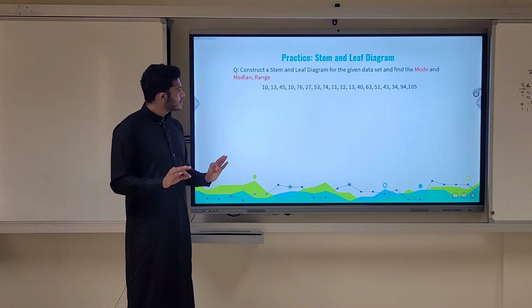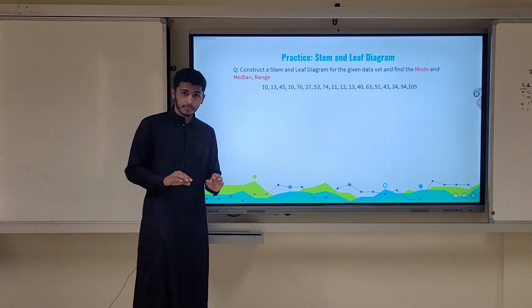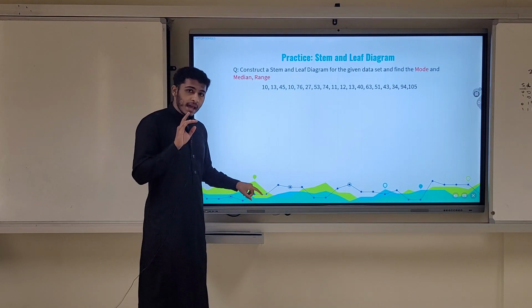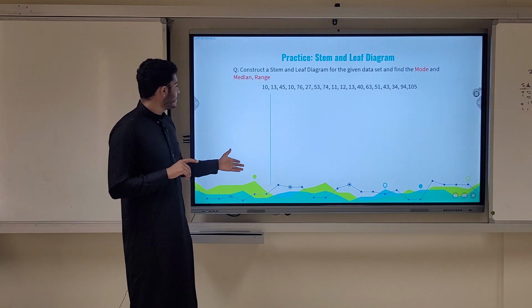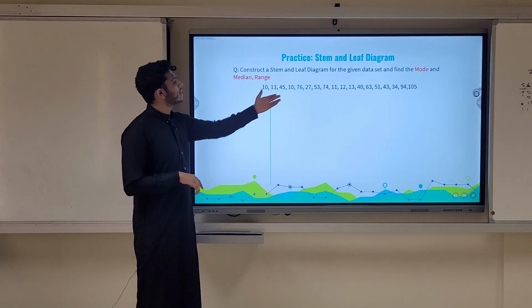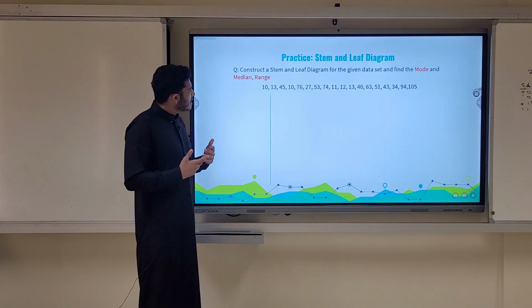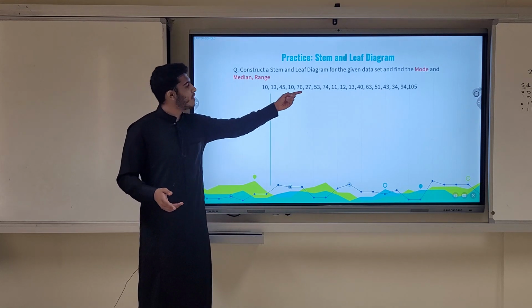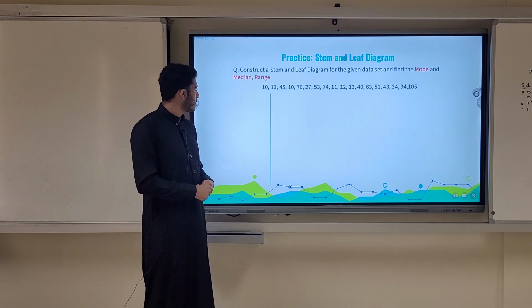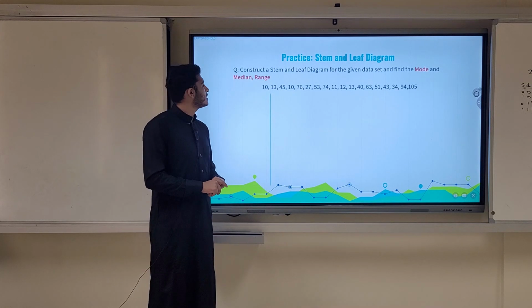So the first step in constructing a stem and leaf diagram, and focus with me, is that you should make a straight line. Now we finished making a straight line. Now we can look at our data. Okay. Well, we can see where the lowest and highest values are in our data. Well, we have a 10 and we have a 105.